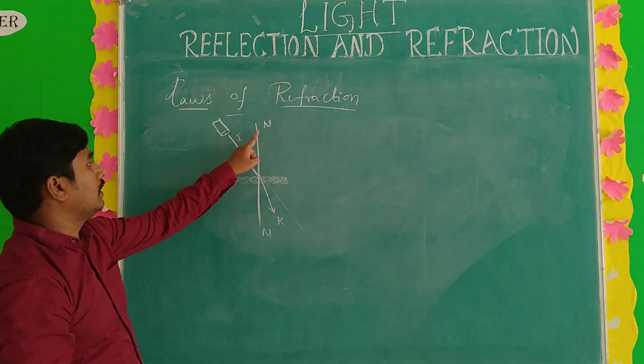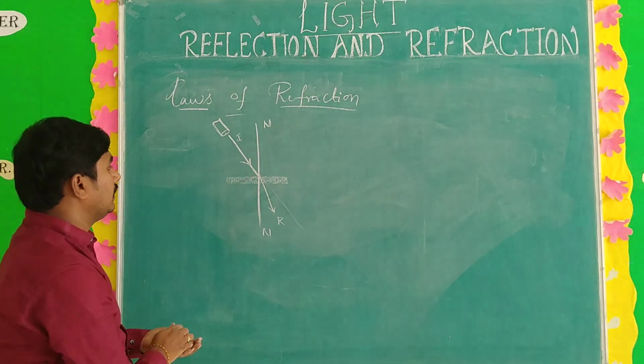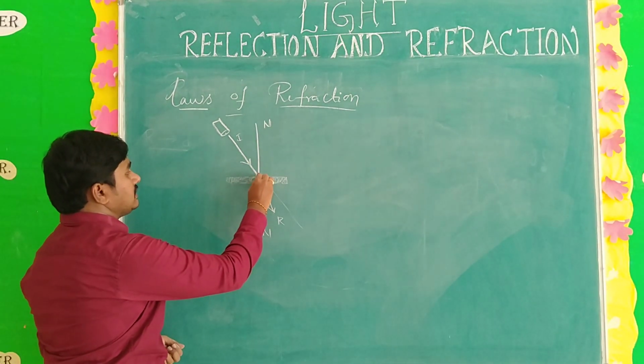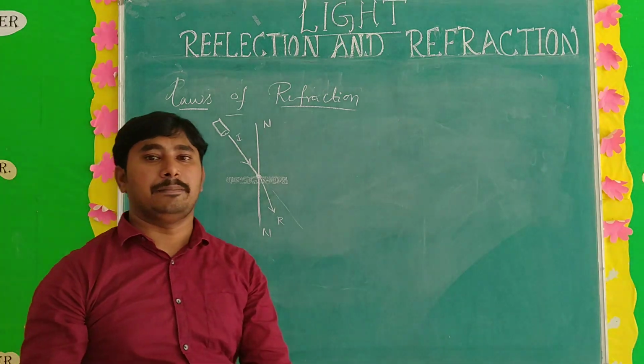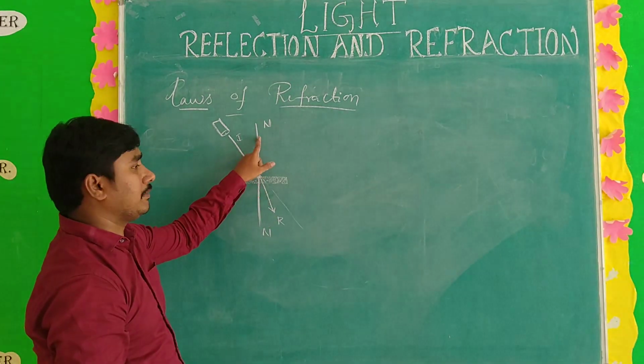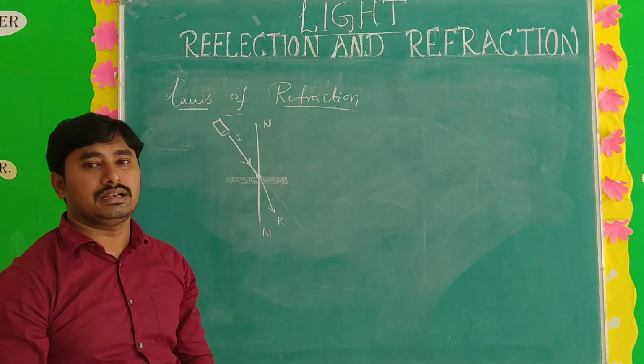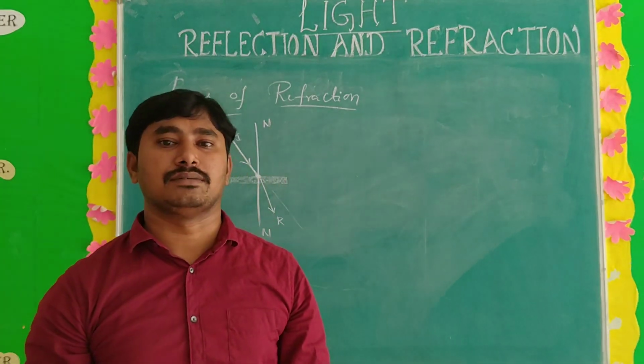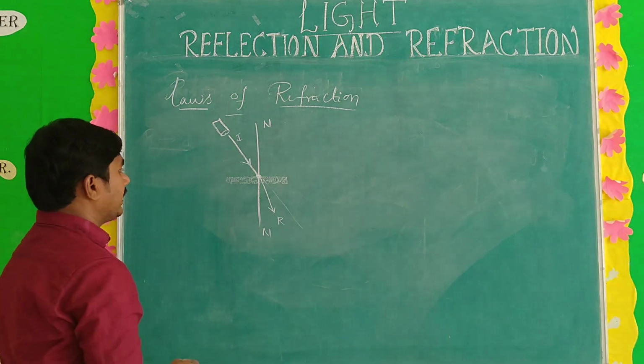What is the first law of refraction? The incident ray, the refracted ray and the normal ray all lie in the same plane, meeting at one point. Incident ray, refracted ray and normal ray: the three rays meet at one point. That's the first law of refraction. Next, what is the second law of refraction?